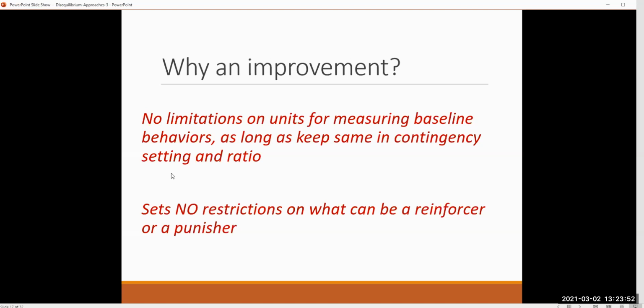It also sets no restrictions on what can be a reinforcer or a punisher. So now, for the weird child who loves peas and hates chocolate pudding, they can have to eat chocolate pudding to get access to peas.